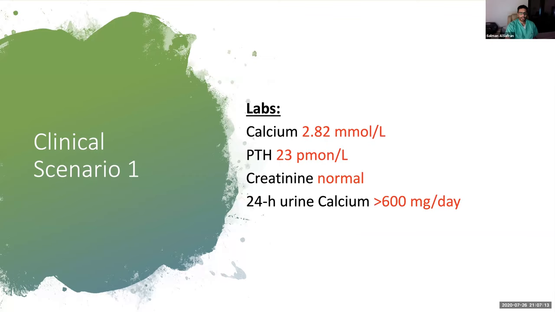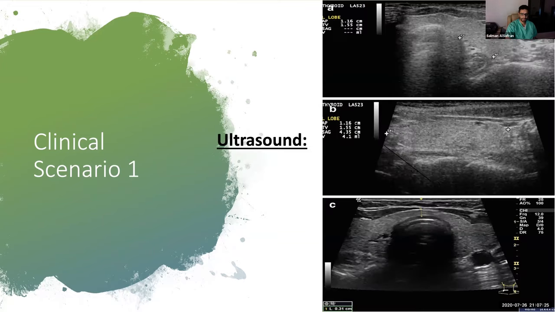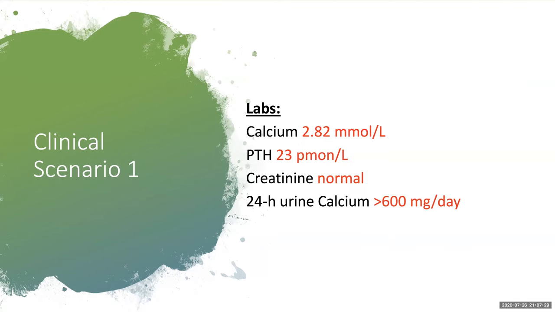All right, so you repeat the labs, and that's what you see. Calcium is elevated, PTH is elevated, creatinine is normal, 24-hour urine calcium is elevated. I'm sorry, I have a lag on my screen, so I cannot see the lab results. Yes, I can see it now.